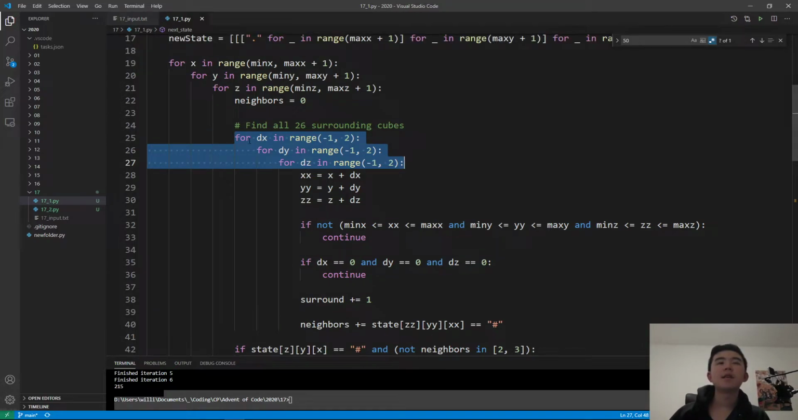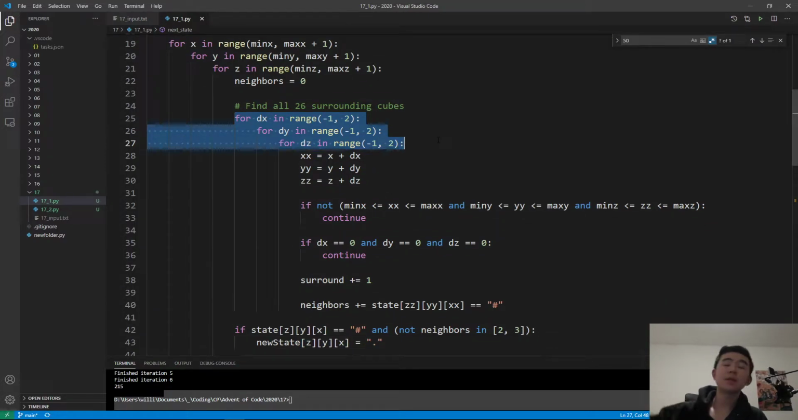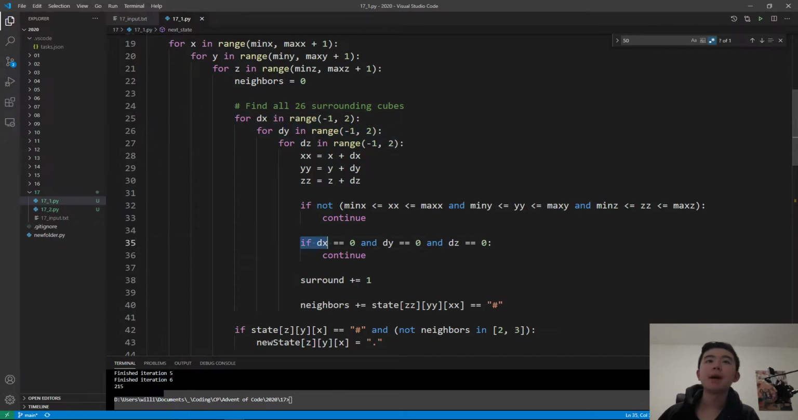So we look at all the dx, dy's. We're just looking at all 26 possible cubes. We just need to consider every x and y coordinate that is within one of our current one. So we need to consider a change in x of -1, 0, or 1, change in y of -1, 0, or 1, change in z of -1, 0, or 1. And this gives us 27 possibilities. But we also need to make sure that the changes are not all 0, because if they're all 0, then we're just considering our current square, and we don't want to count that when we're counting our neighbors.